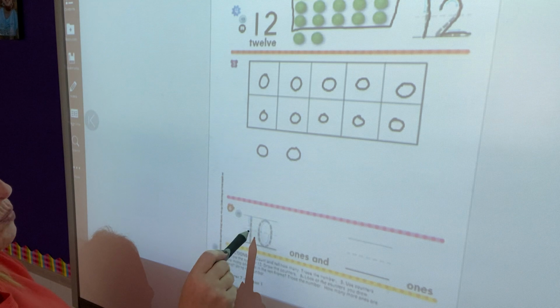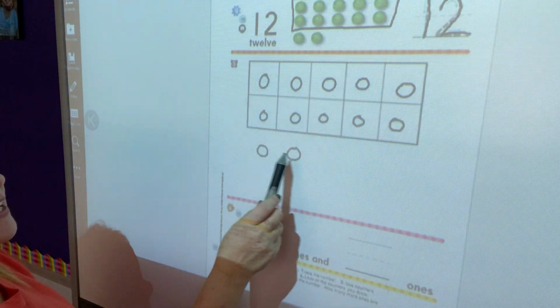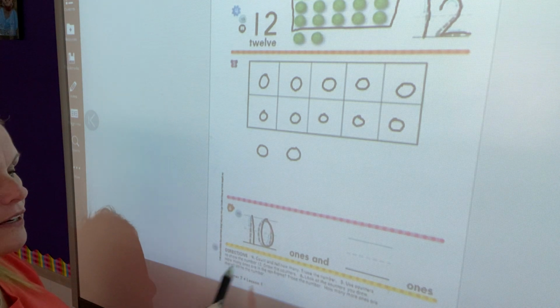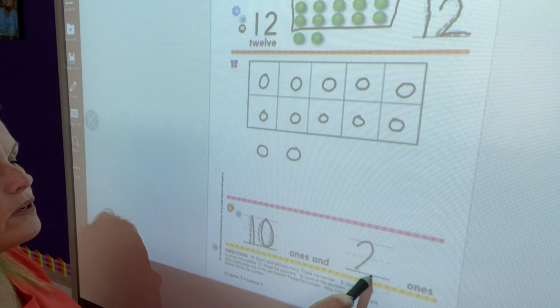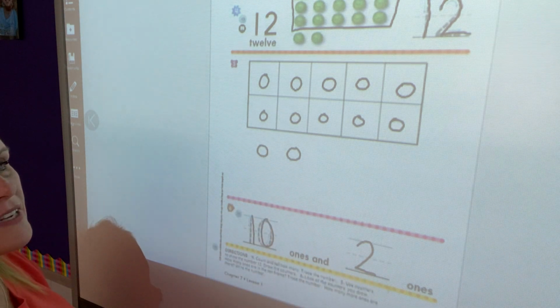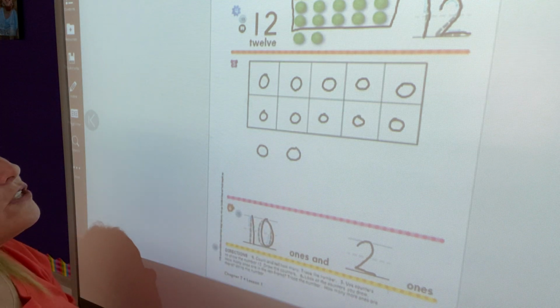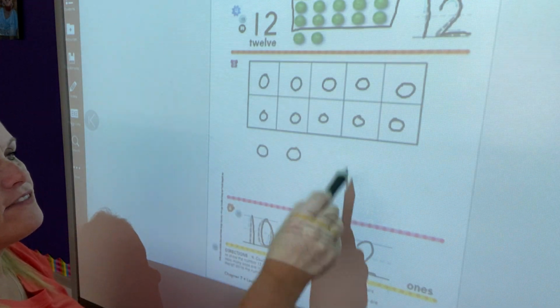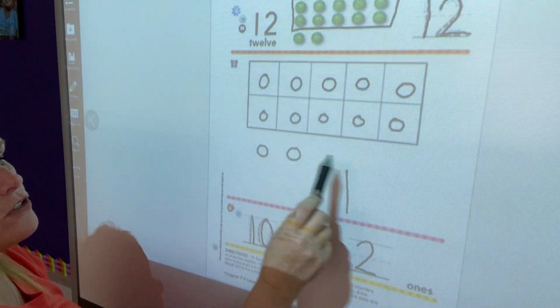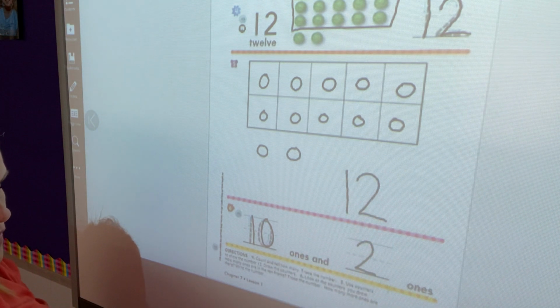Now we have 10 ones up here, or one set of 10, 10 ones. And then how many ones by themselves out here? 2. So we have 10 ones and 2 ones. We have all kinds of ones, but we put the 10 together. So we have one set of 10 and then 2 ones by themselves. That makes up the number 12.